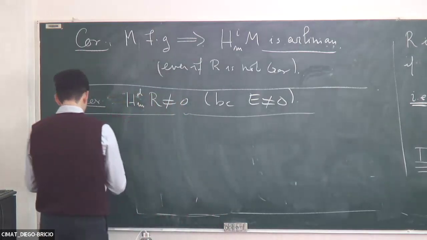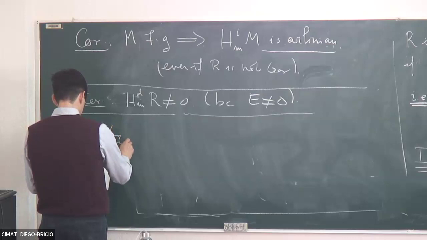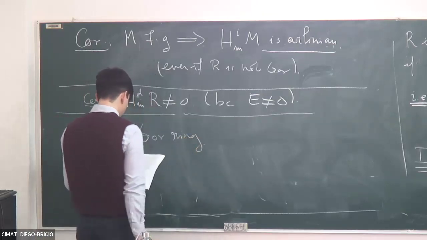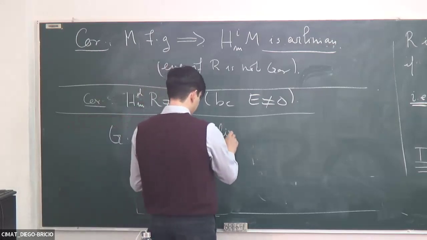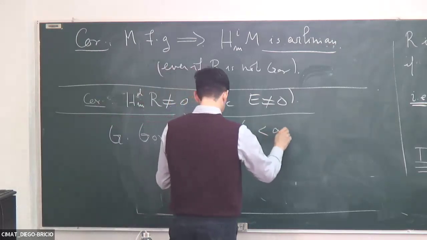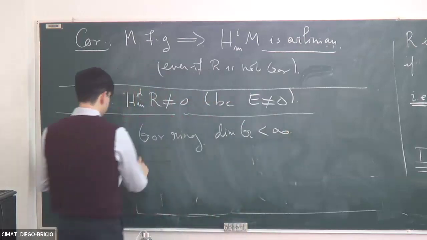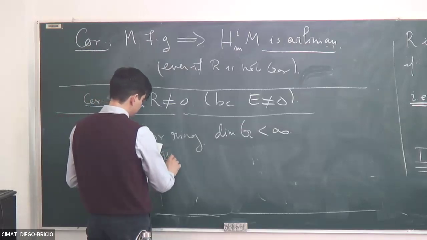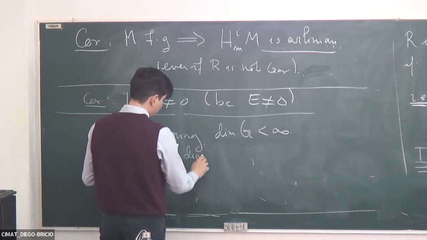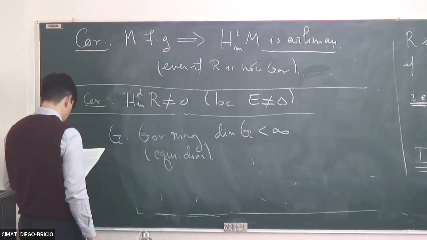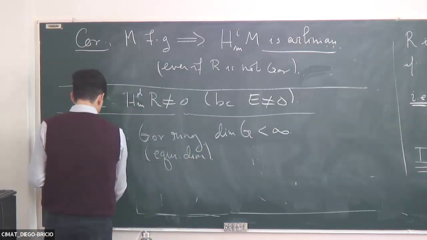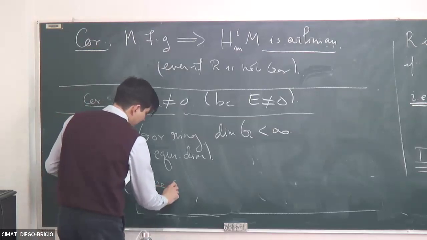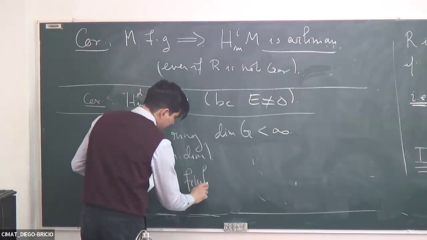So let's do that. Okay, so now let's take G, a Gorenstein ring, and I need this ring to have finite dimension. Since it is Gorenstein, it is Cohen-Macaulay, and therefore is equidimensional. This plays a role in this business. And let's take R to be a finite G algebra.